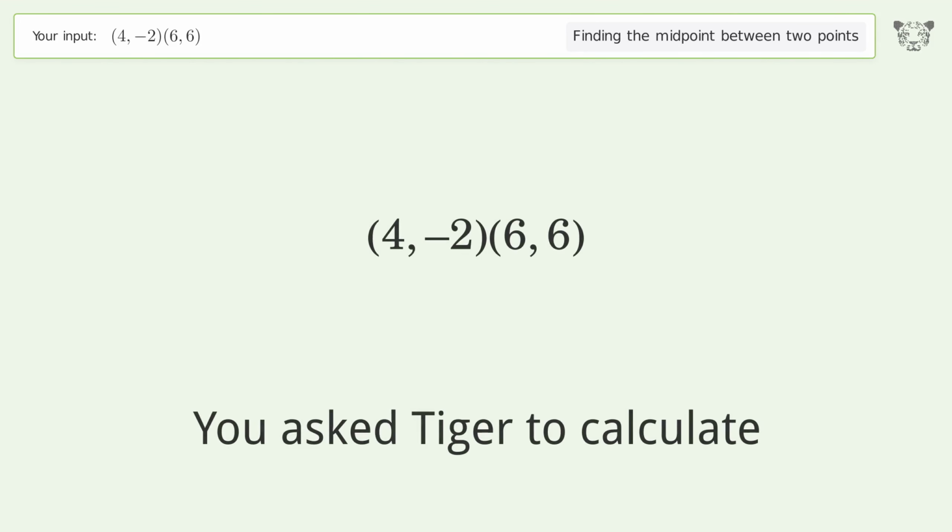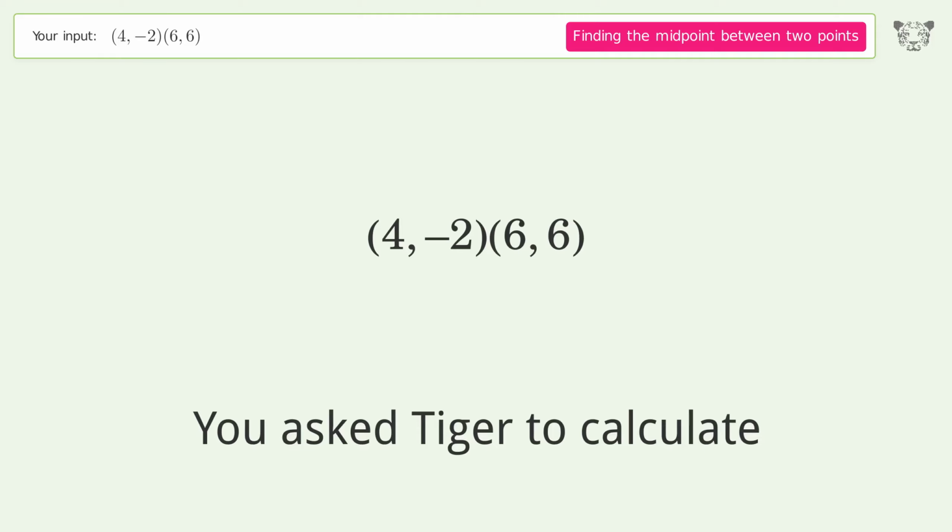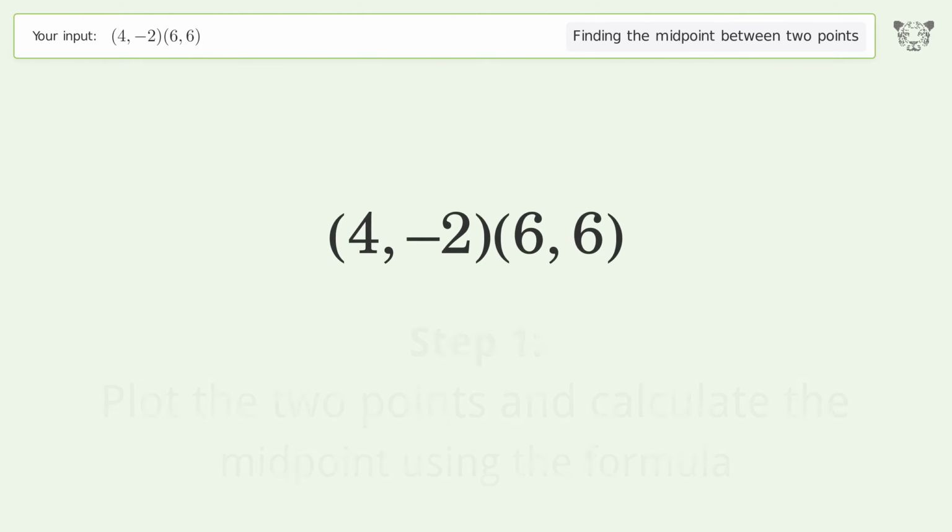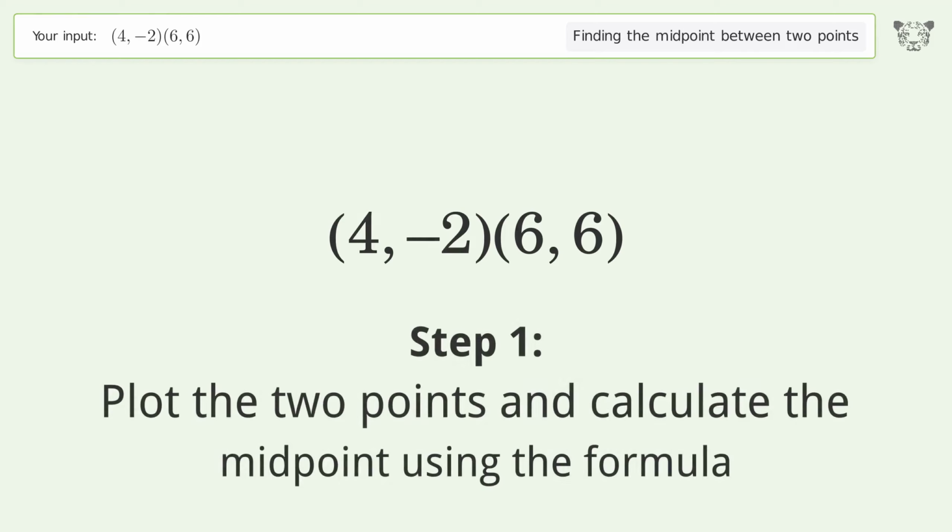You ask Tiger to calculate. This deals with finding the midpoint between 2 points. The midpoint between the 2 points is 5, 2. Let's solve it step by step. Plot the 2 points and calculate the midpoint using the formula.